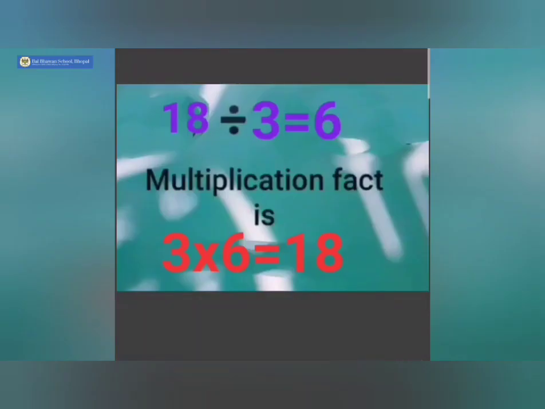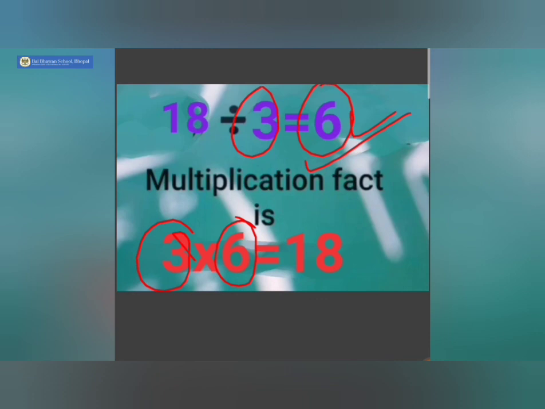Let's try this example and make a multiplication fact out of the given division fact here. 3 and 6, the divisor and the quotient, will be multiplied with each other as factors of the multiplication fact, and hence we get the product. This is how we take out a multiplication fact out of a division fact.